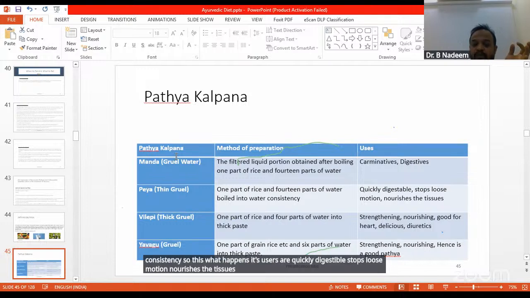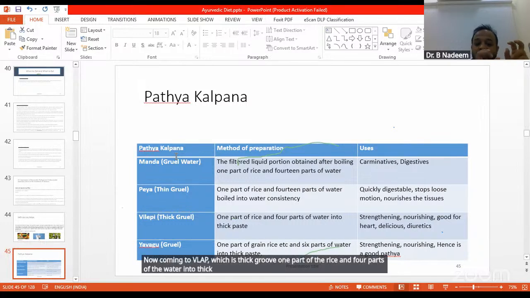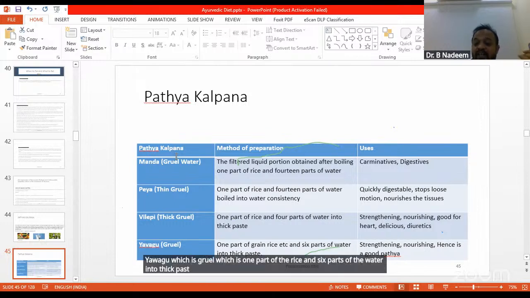Now coming to vilepi, which is thick gruel, one part of the rice and 4 parts of the water, made into a thick paste. You need to make it like a thick paste. It helps in strengthening, nourishing, is good for the heart, delicious, and it's also diuretic. Yavagu, which is gruel, is one part of the rice and 6 parts of the water made into a thick paste. It helps in strengthening, nourishing, and is also a good patya.